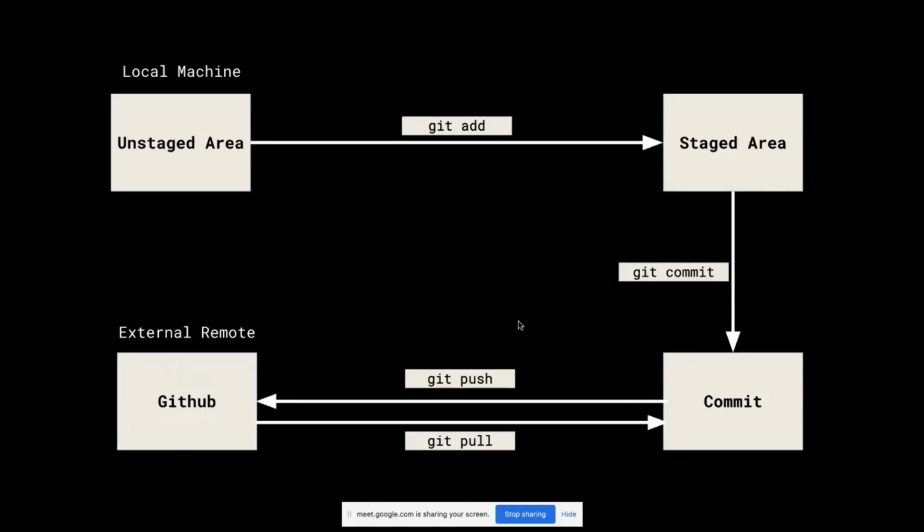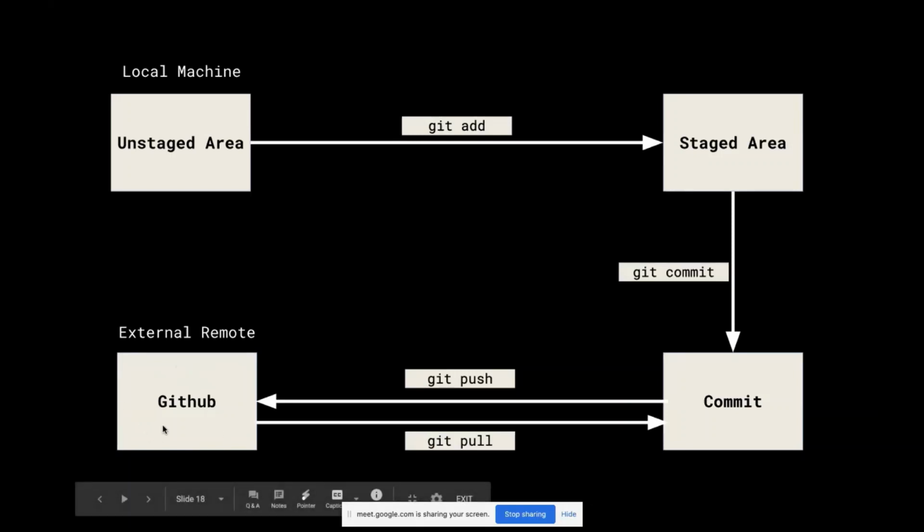And again, the reverse cycle goes the same way. If you have some particular code on GitHub and you want to bring it to your local machine, then you pull the code from your GitHub repository. Again, we'll be covering all of these in detail.